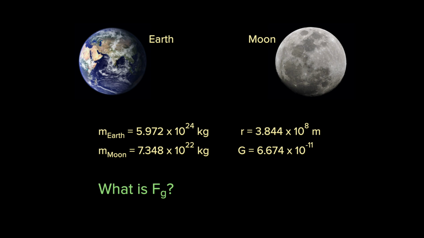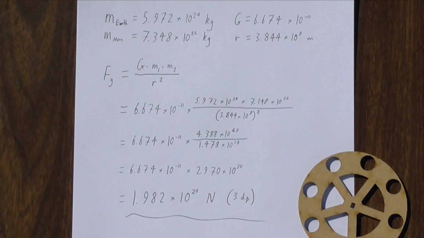Using this data, and the equation we discussed, can you figure out the size of the gravitational force between Earth and its moon? Pause the video now and play it again when you have an answer. Here's my working for this question and the final answer rounded to 3 decimal places.